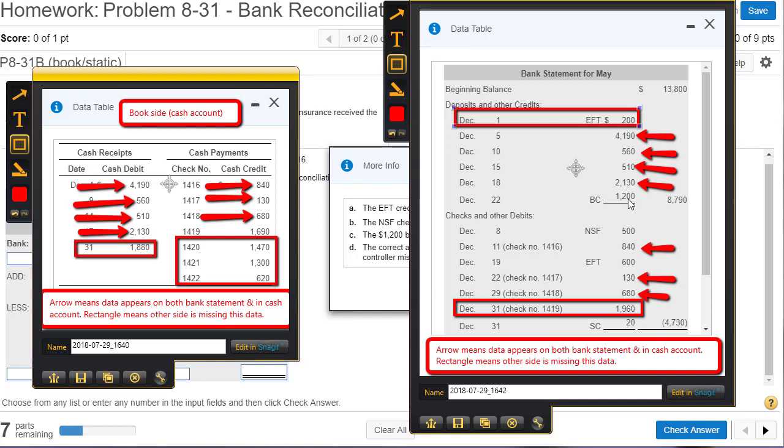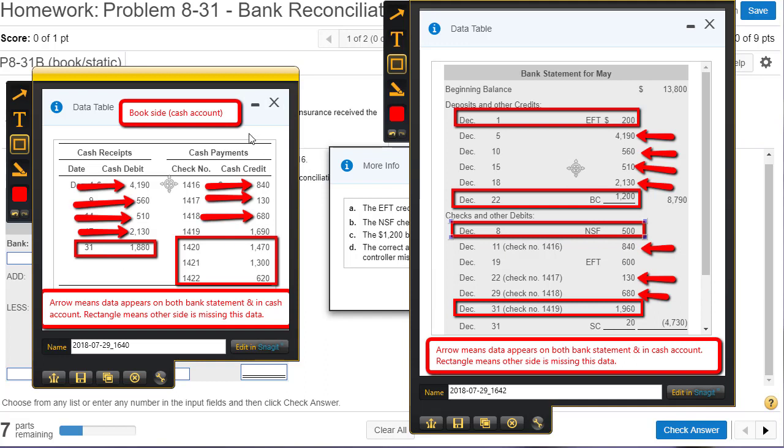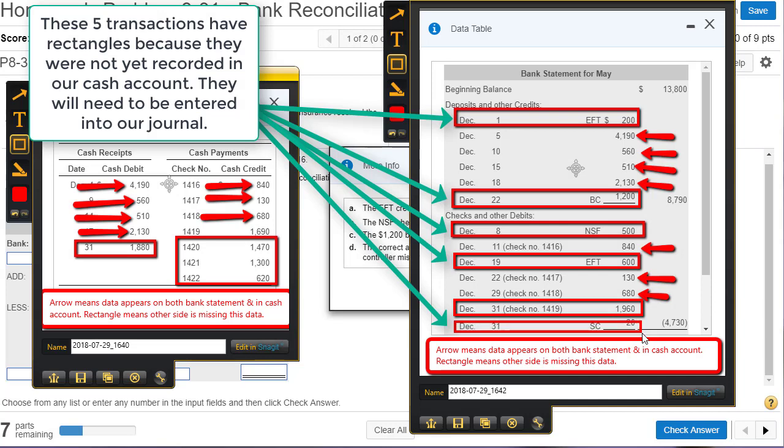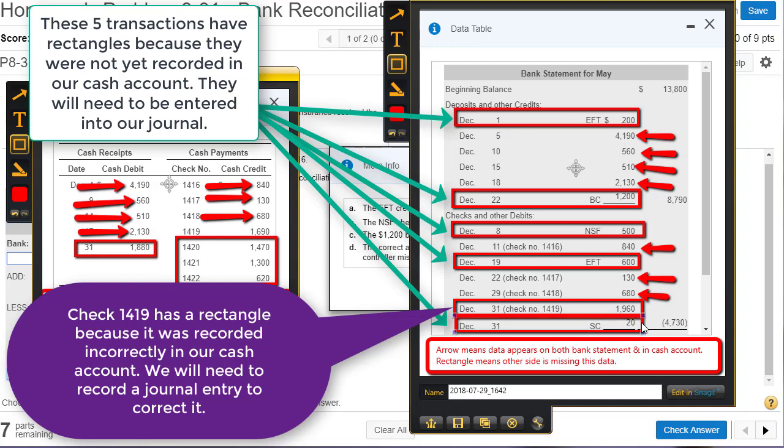This $1,200 BC, remember, is bank collection. That is missing from the book side. So we'll have to enter that in our records. And this NSF check, $500, is not on the book side. So we have to put a rectangle around that. This EFT payment of $600 was not on the book side. So I have to put a rectangle around that. And then finally, this $20, remember the SC stands for service charge, the book side, or accounting records, did not know about that. So we're going to put the rectangle around that. There we go.